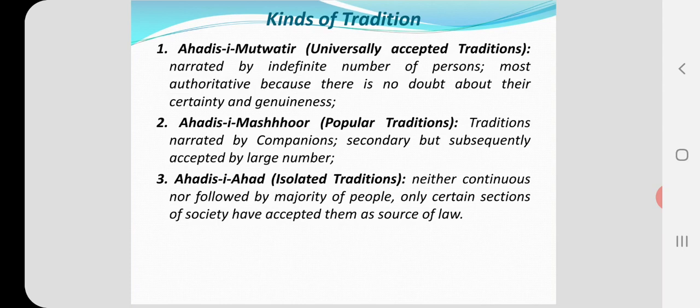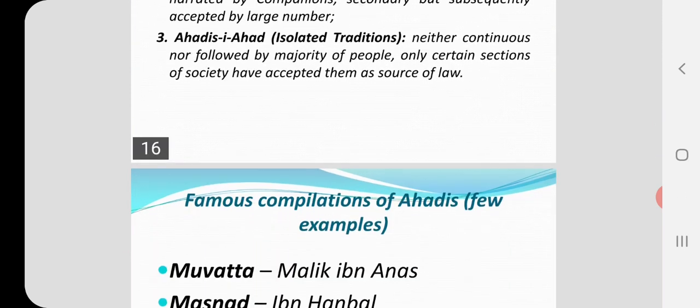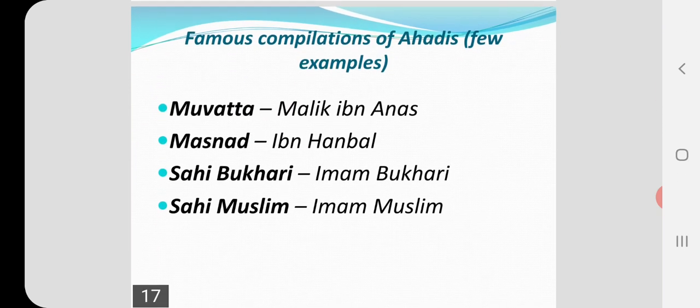The third one is ahadis ahad, isolated traditions, neither continuous nor followed by the majority of people. Only certain sections of society have accepted them as a source of law. So this is also one way of classifying ahadis.